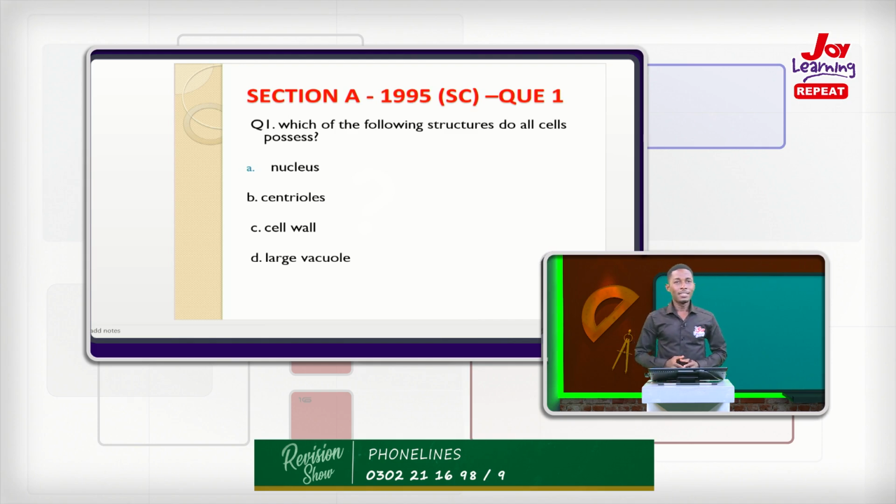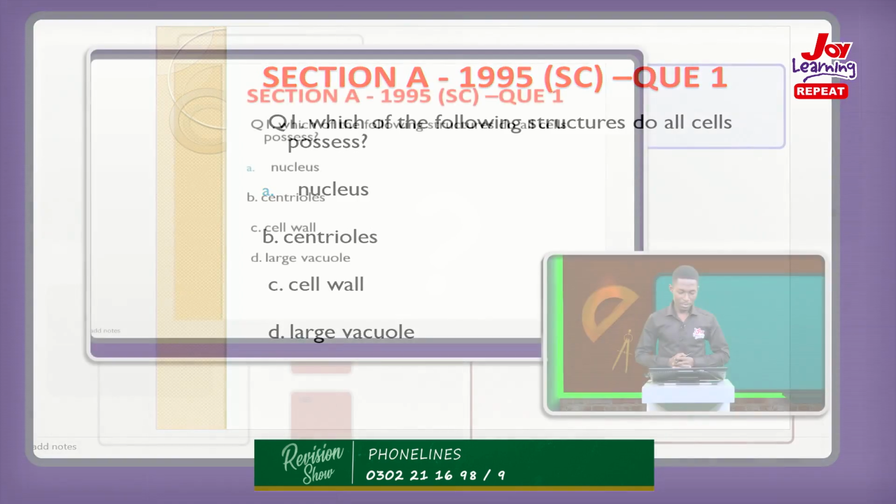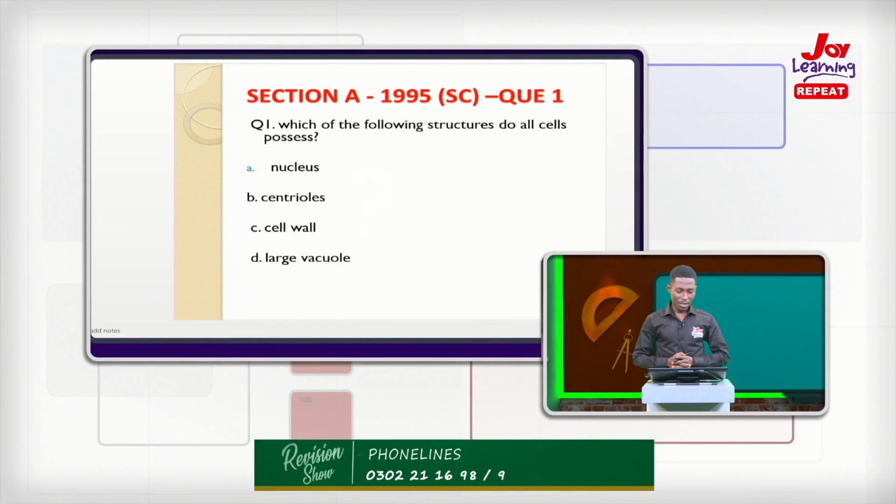On your screen, you have the question from 1995, a real past question. So let's see whether you can answer it. Which of the following structures do all cells possess? A, is it nucleus? B, centrioles? C, cell wall? D, large vacuole? Sir, please, A, nucleus. Yes, my guy, you have it.